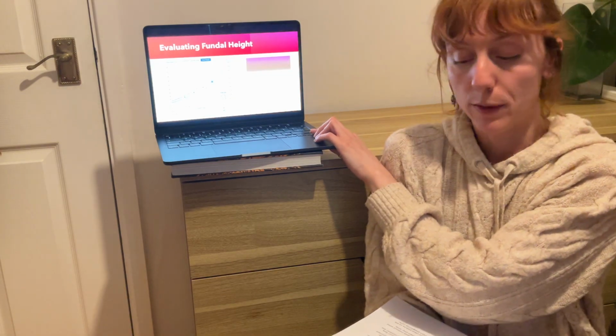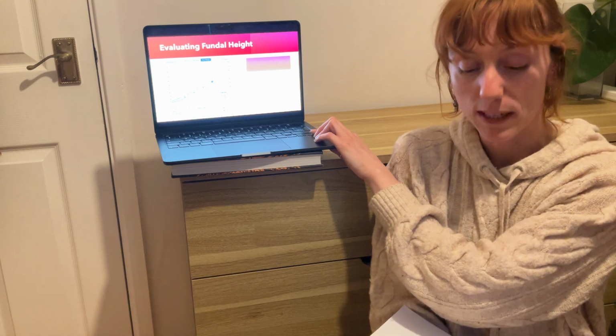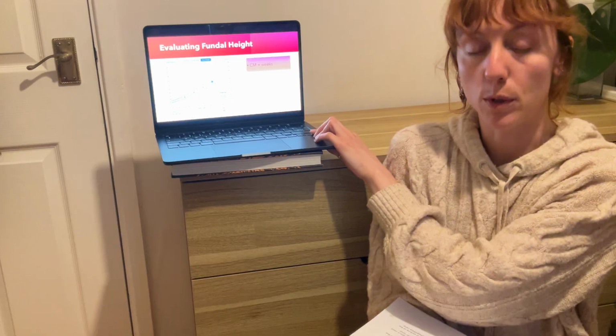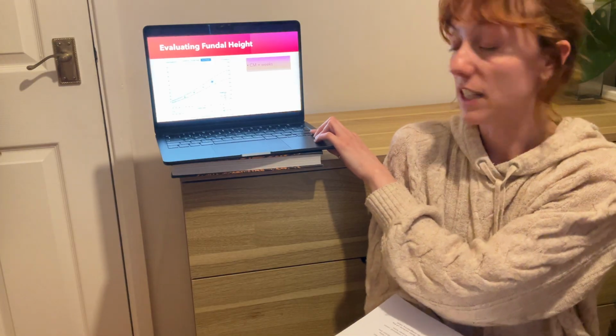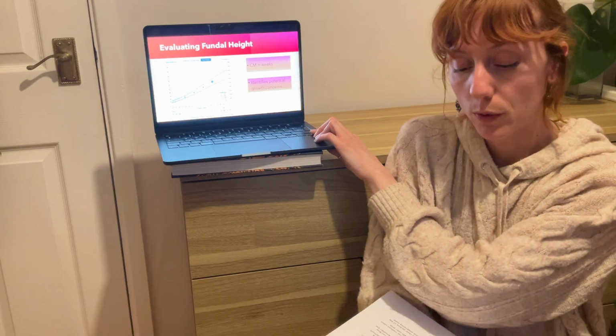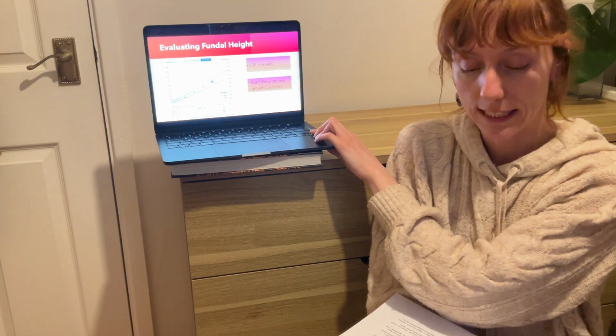From around 20 weeks of pregnancy, the fundal height in centimetres typically corresponds to the number of weeks of gestation. For example, at 28 weeks, the measurement is usually around 28 centimetres. This method is useful for identifying whether the baby is growing as expected.